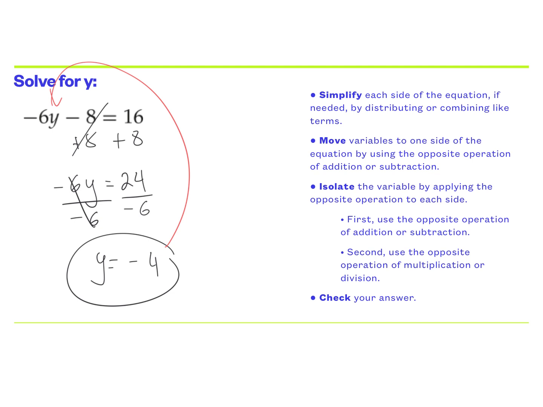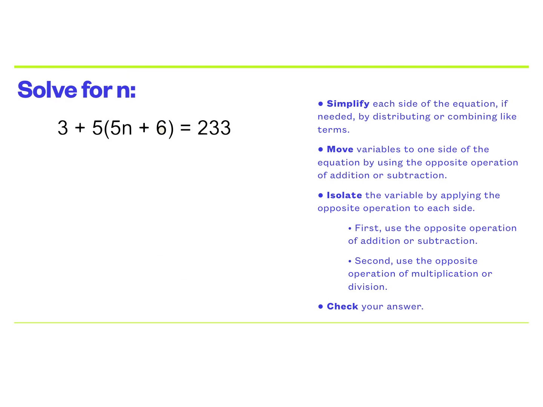So it would be negative 6 times negative 4 minus 8 equals 16. We have 24 minus 8 equals 16, and 24 minus 8 is 16, so 16 equals 16. Therefore, we know we got the right answer because when we check it, we get the same number on both sides. Now, if you don't have time, you don't have to check, but it is recommended in order for you guys to make sure you have the right answer. We have to simplify, move, isolate, and check your work.